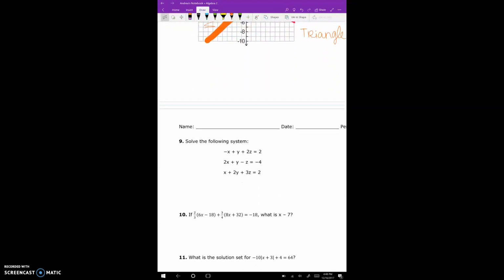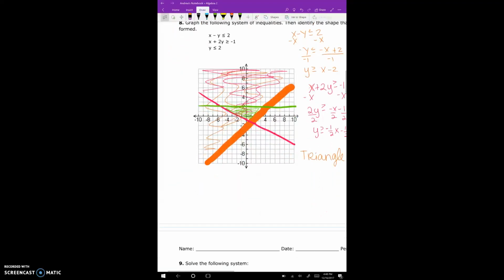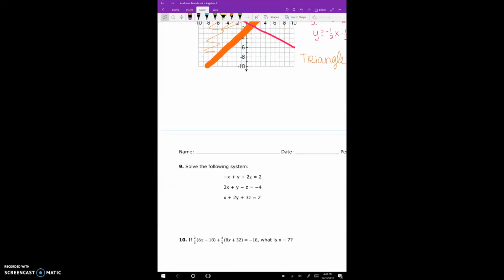Number 9, solve this system. This is done really similar to how number 7 was completed. So the same steps, menu 3, 2. And when I do this, I would get 0, -2, 2, which would mean x is 0, y is -2, and then z is +2.